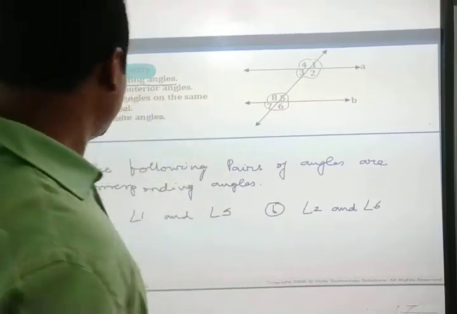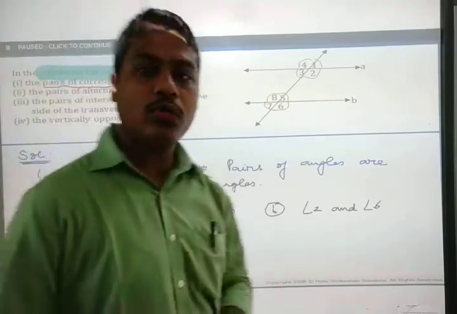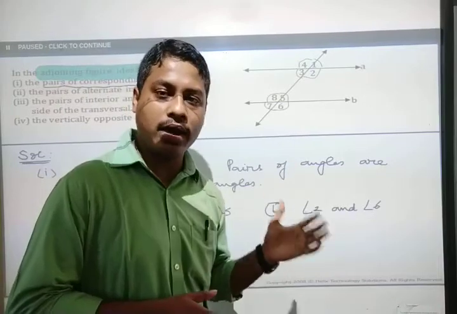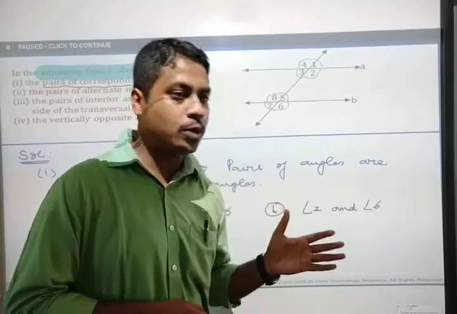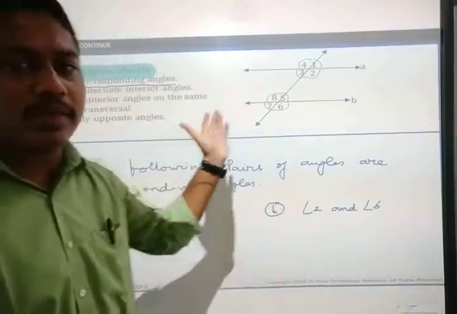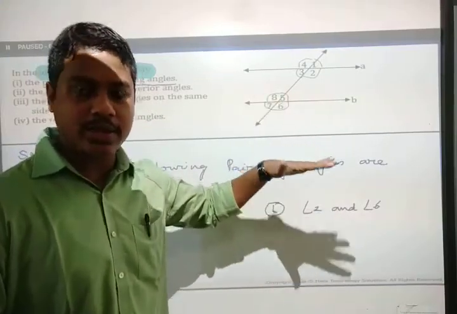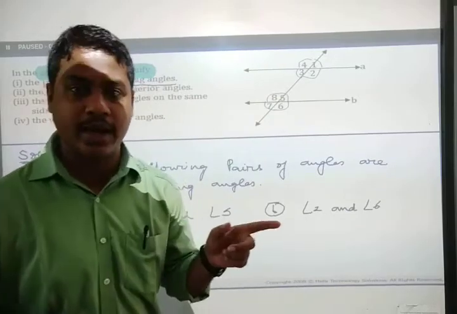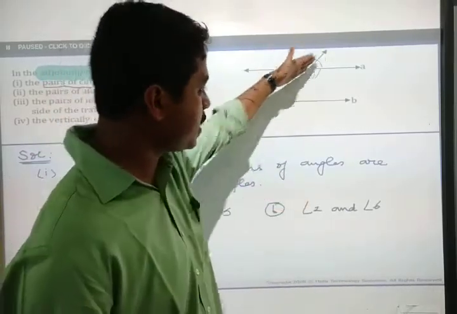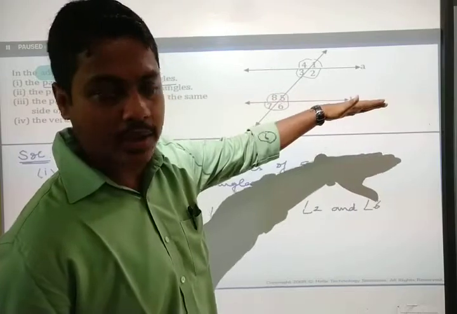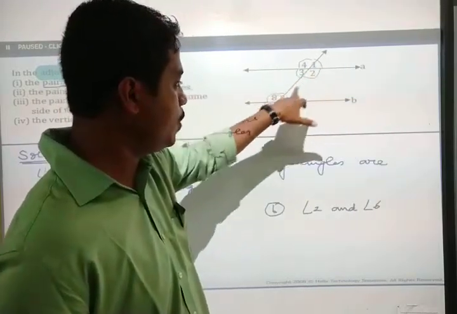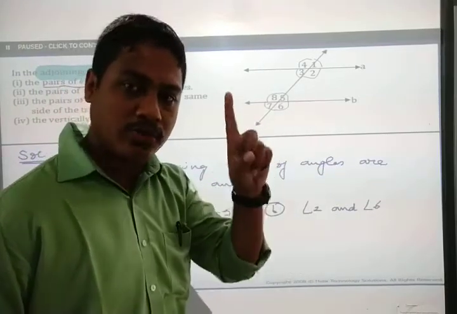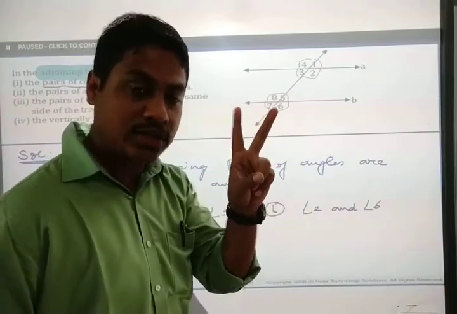The first one, the pairs of corresponding angles. We have discussed in the last class what the corresponding angles are. For corresponding angles, the angles should be on the same side of the transversal, and one angle should be interior and the other angle should be exterior. So if we consider this is a transversal, on the same side of the transversal we have angle 1, angle 2, angle 5 and angle 6. And the property is that for corresponding angles, one should be interior, the other should be exterior.